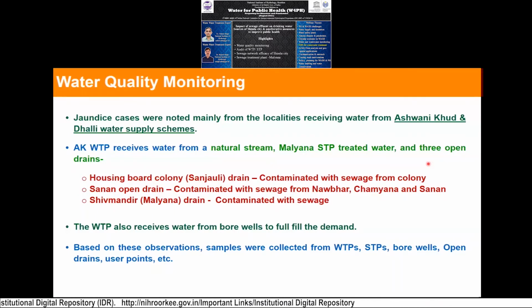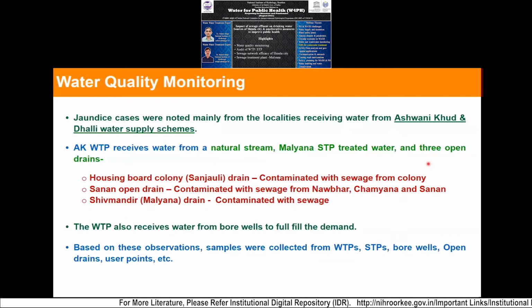Then the other source of water to this water treatment plant was the bore wells, and these bore wells were fulfilling the demand during the lean period, or when the water was not sufficient in the Aswini Khad stream. So, based on these observations, we collected samples from the WTPs, sewage treatment plants, bore wells, open drains, as well as the user points to understand the quality of water that is reaching the people.